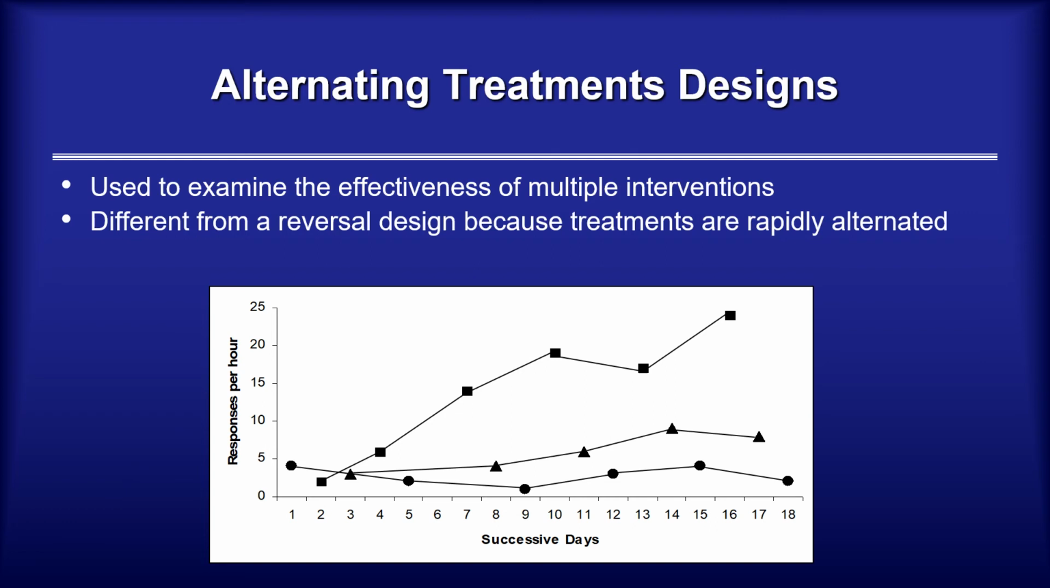Now we'll move on to alternating treatments designs, also called multi-element designs. It's somewhat similar to the multiple treatment reversal design in that it's used to examine the effectiveness of multiple different interventions within a single experiment. However, it's different from a reversal design because treatments are rapidly alternated rather than waiting for steady-state responding in each phase. In this graph, each data series with the data points in different shapes represents a different condition or intervention.